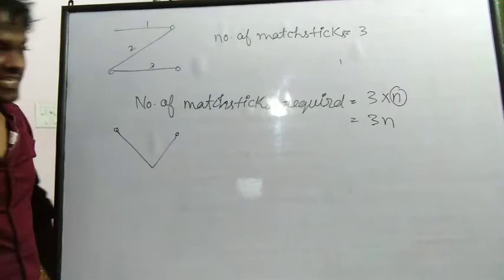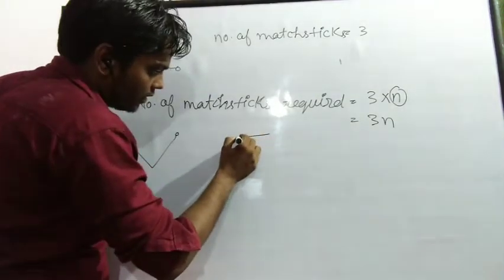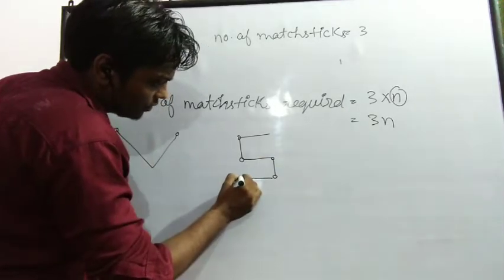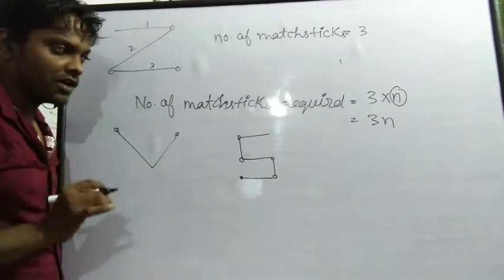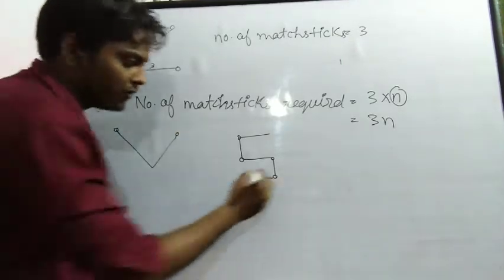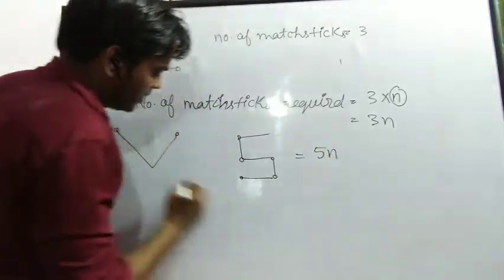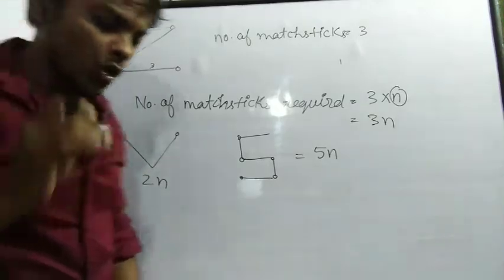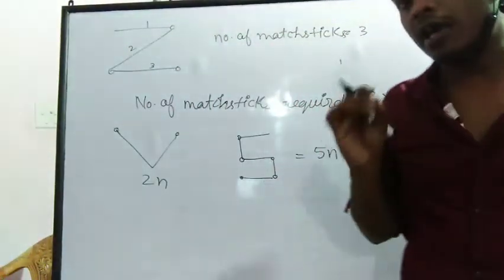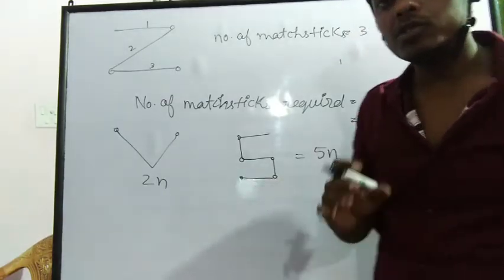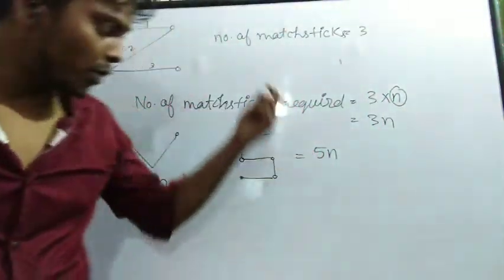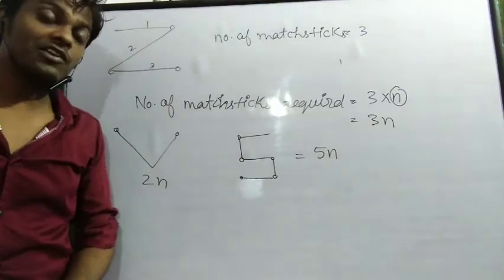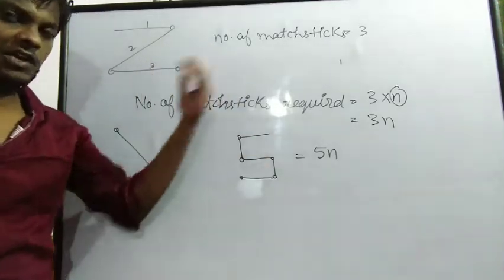The next one is S. 1, 2, 3, 4, 5. 5 matchsticks are required to form this shape. So what is the formula for this? 5n. For the earlier one, 2n. So whatever shapes are given in your exercise, you just go through this process, and when you do this, you will see that you can create a formula for each and every shape.